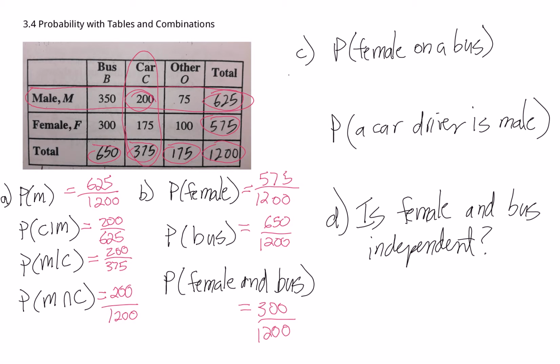And letter C now, same sort of thing, except it's a little bit trickier. So now we're saying, what is the probability we have a female that is on a bus? So it's a little bit different than B. Letter B was, how many females are also on a bus?